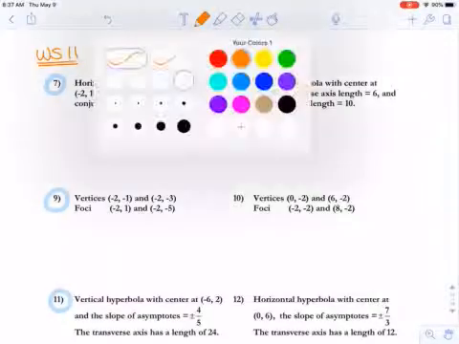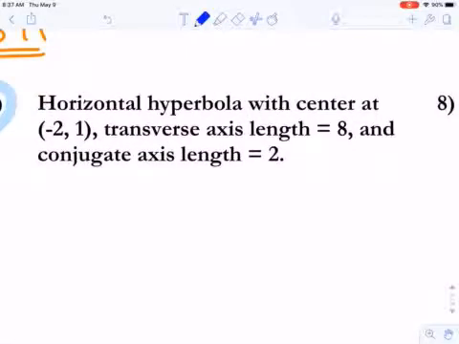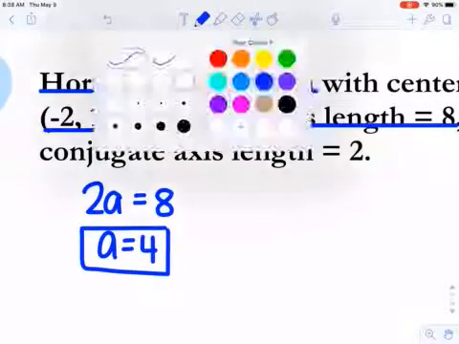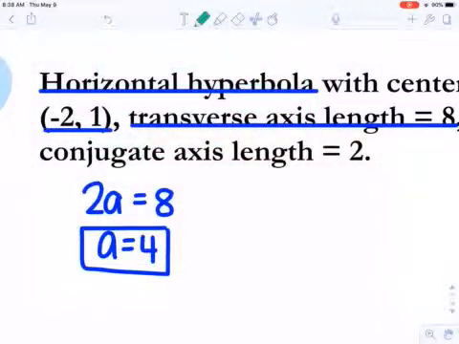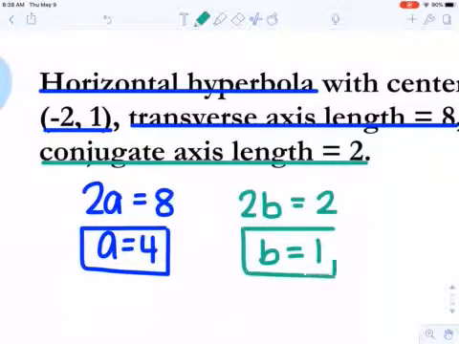The first one, number 7, says I have a horizontal hyperbola with a center at -2, 1, transverse axis length is 8, conjugate axis length is 2. Guys, they just handed us all the information we need. We needed to know the direction, done. We needed to know the center, done. Transverse axis is 2 times A. So 2A is equal to 8, which means the A value is 4. And we got the conjugate axis length, which is 2B, is 2, which means B is equal to 1.